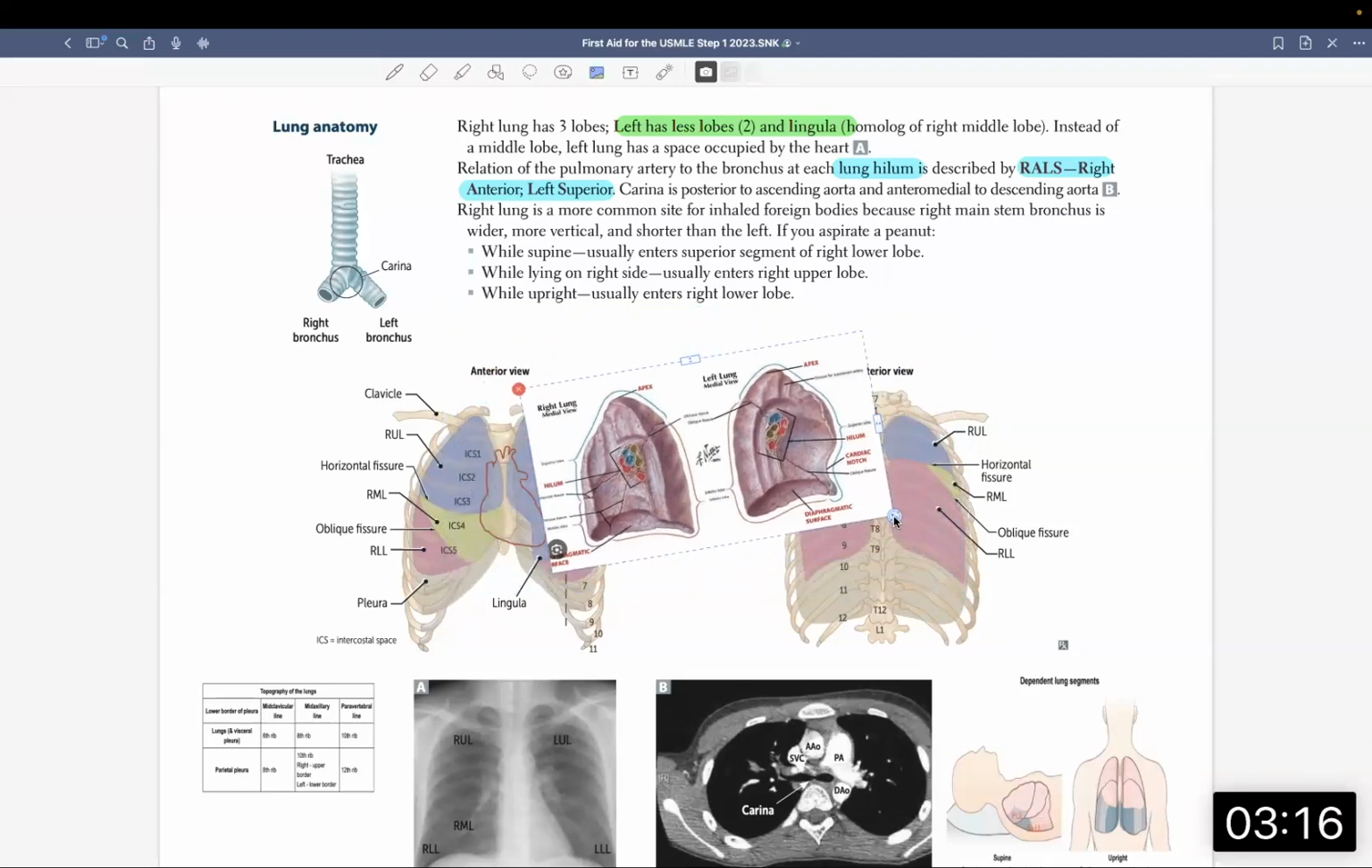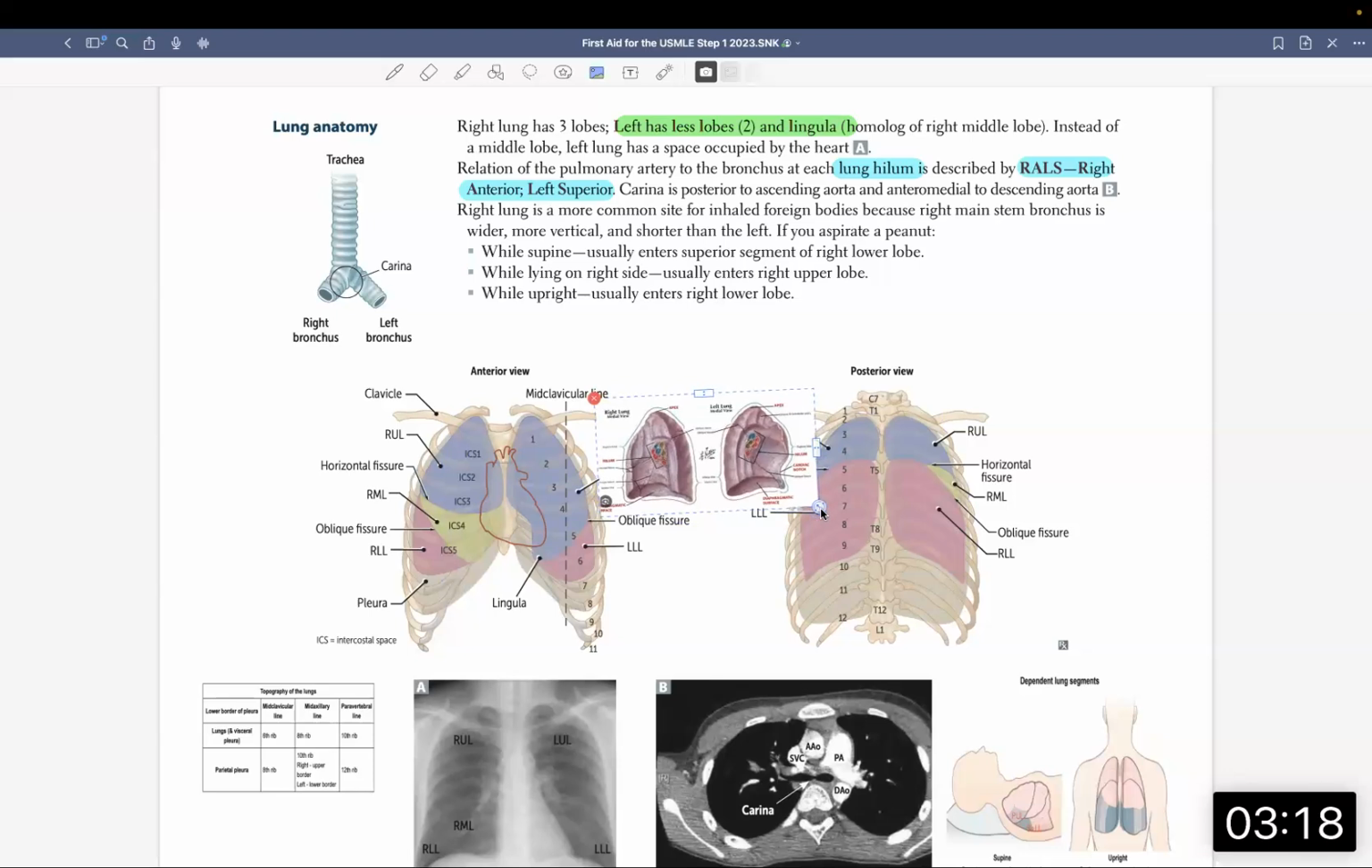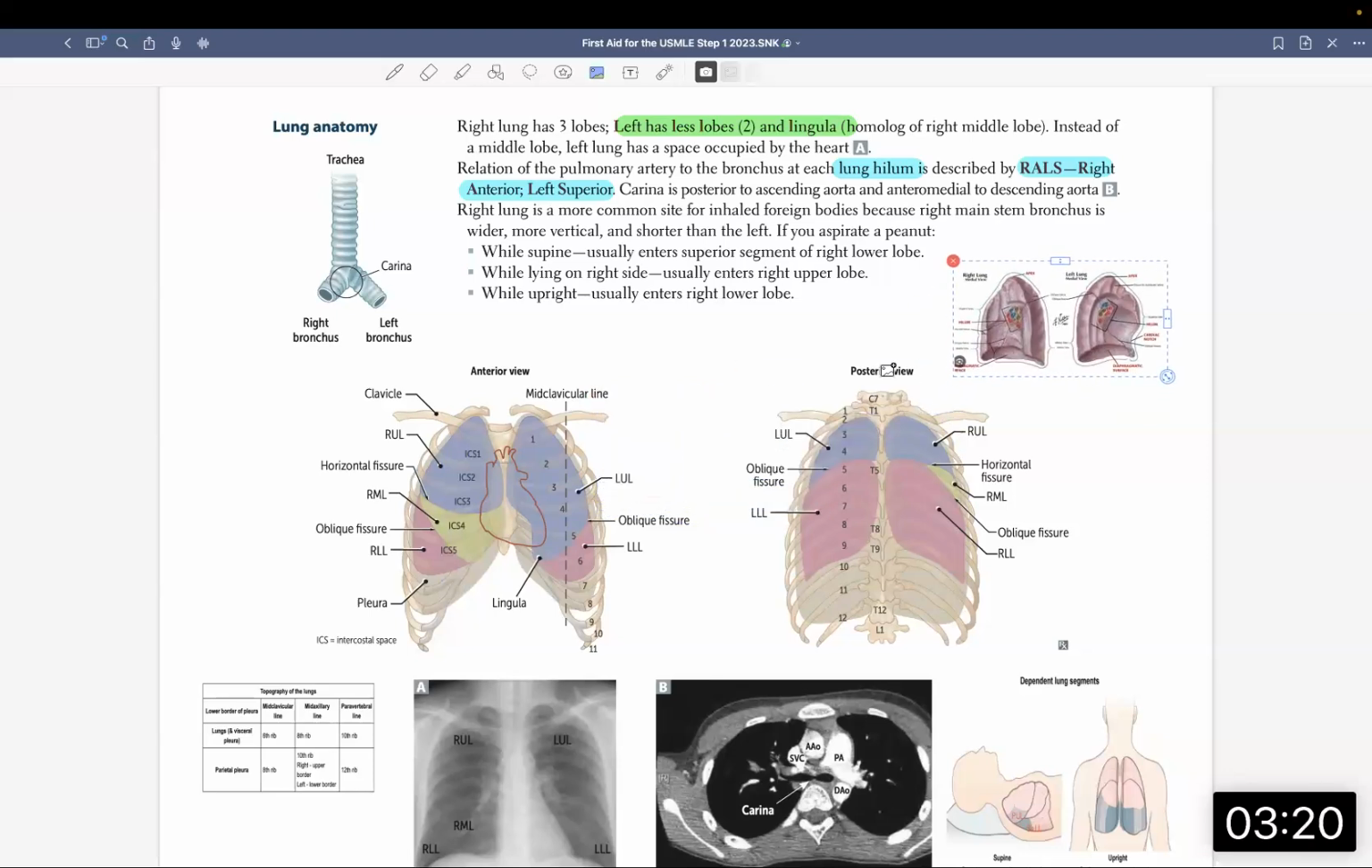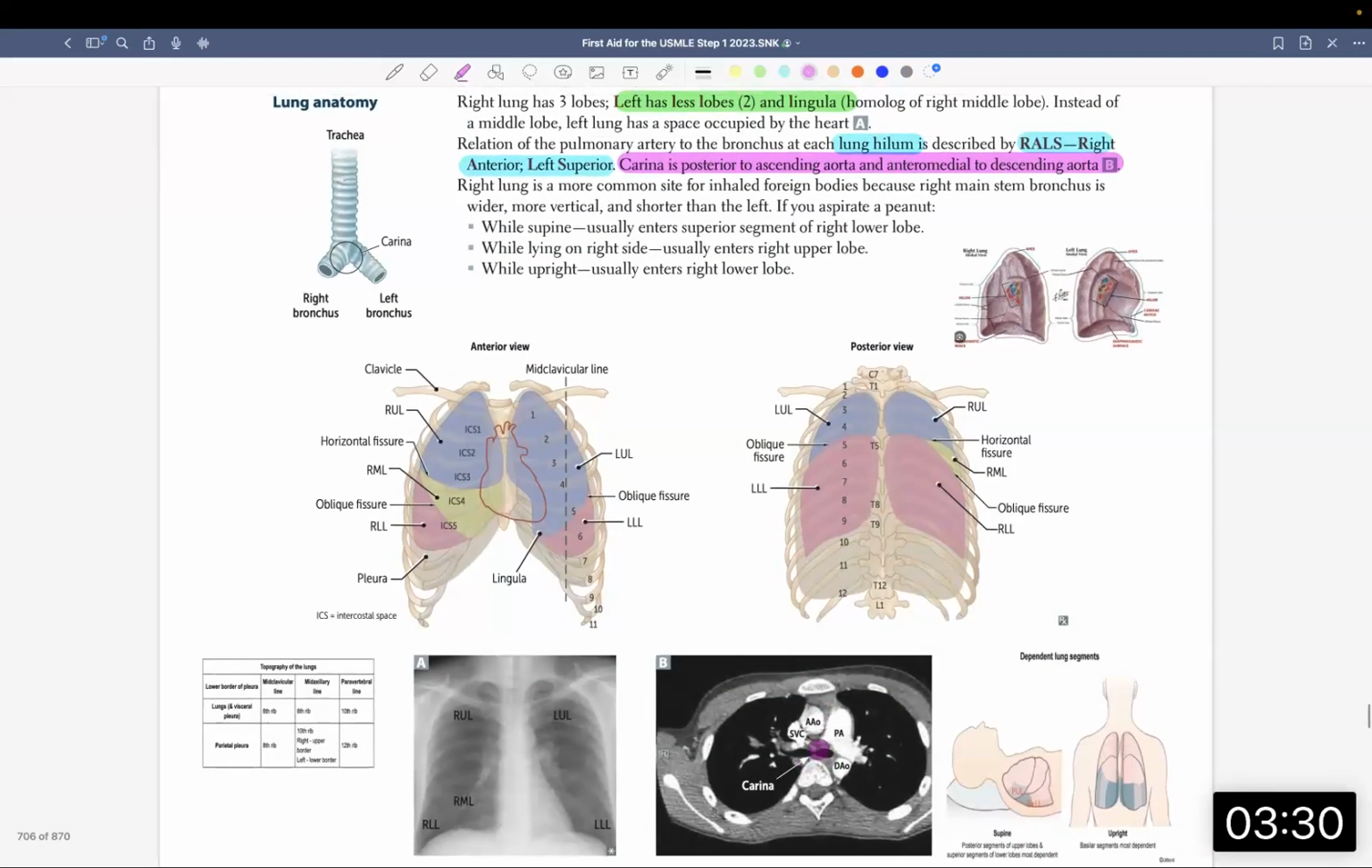Okay. Carina is posterior to the ascending aorta. Carina is where it's splitting into the left and right bronchus. So that is posterior to the ascending aorta and anteromedial to the descending aorta, as seen in B. So here, carina is where the bronchi split into two, posterior to the ascending aorta and anteromedial to the descending aorta.